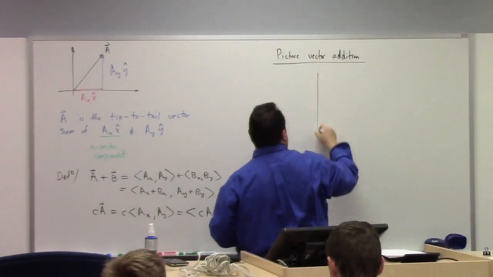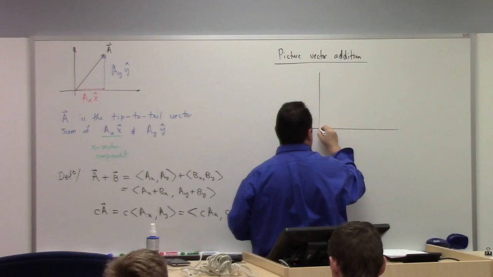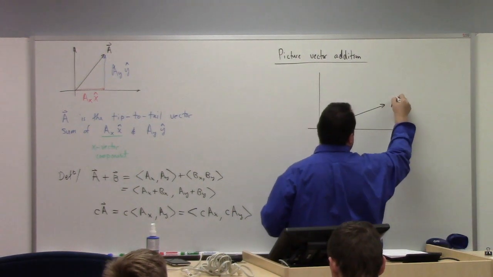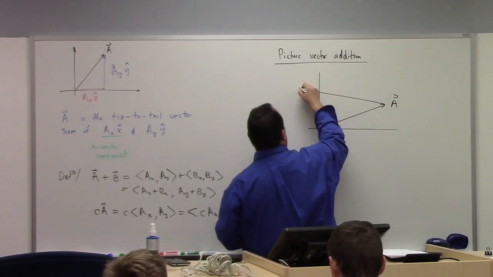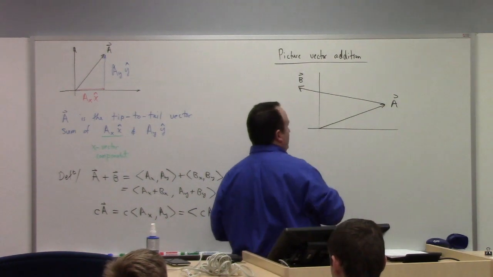So the idea here basically is just this. You start out with vector A, right? And then we can talk about vector B. Maybe it goes like this, just to give you an example.